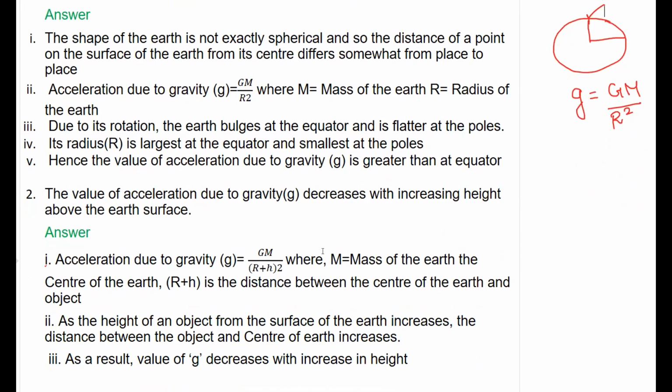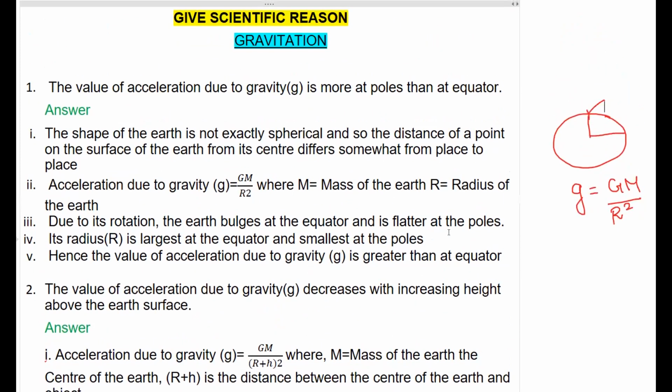Now, next question is, the value of acceleration due to gravity decreases with increasing height from above the surface of the earth. We know that if the object is at a height h from the surface of the earth, suppose this is the position of object at a height h from the surface of the earth. This is the radius of the earth and this is h. So, in the equation of g, R will become R plus h.